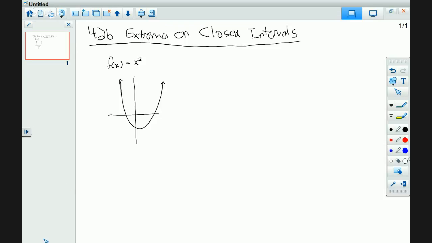Okay, that's not quite the right graph. We'll make it. Okay, small adjustments.